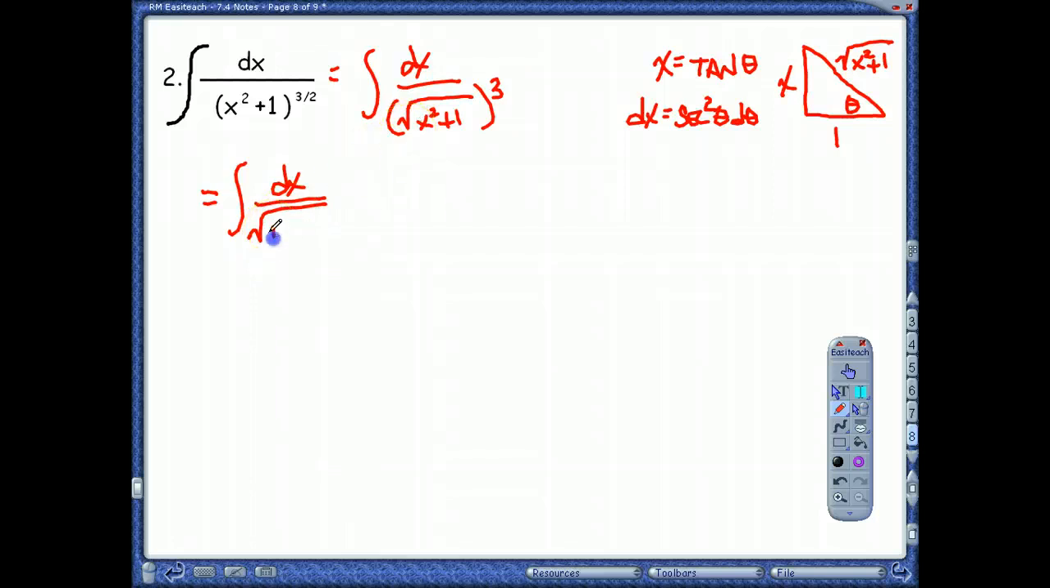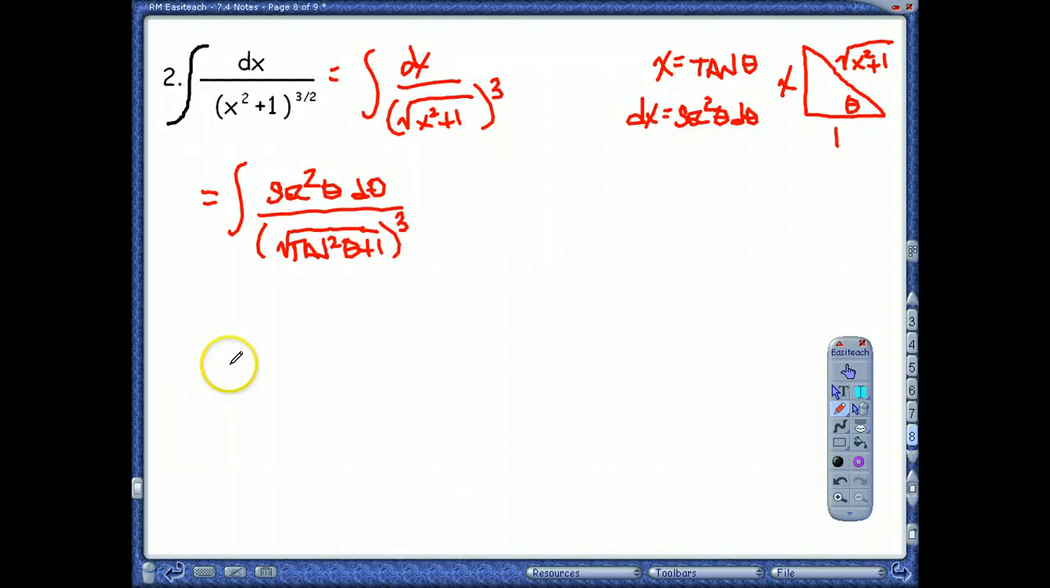X squared would be tangent squared. And don't forget we're cubing that. So we're just going to look for things that we can do. Oh, and somebody let me forget to substitute out the dx. Okay, so the dx, don't forget that's secant squared theta d theta. Okay, there's got to be all thetas, all u's. You've got to make sure if you're substituting, substitute it all. We cannot do this half-heartedly.